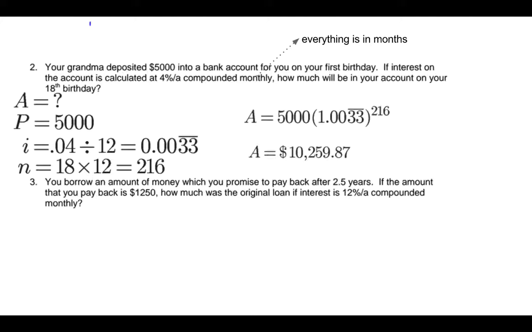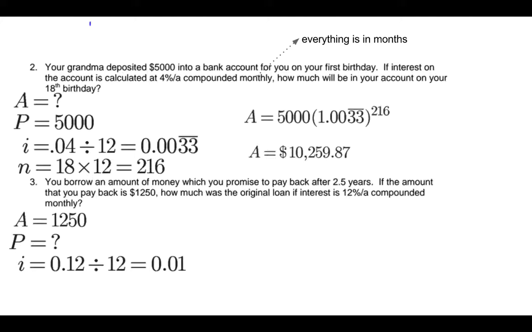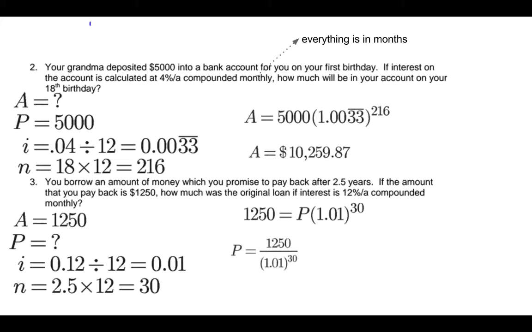The next one, you've got an amount paid back after 2.5 years. So you're going to pay back $1,250 after 2.5 years. We want to find out the original amount. And again, it's compounded monthly, so everything is going to be in months. It's not 2.5 years, it's the number of months in 2.5 years. So now we know A is the future amount, $1,250. We don't know the principal, or the original amount. I is 1%, because it's 1% every month. And N is 30 months. So plug all those into the formula. Divide by 1.01 to the 30.